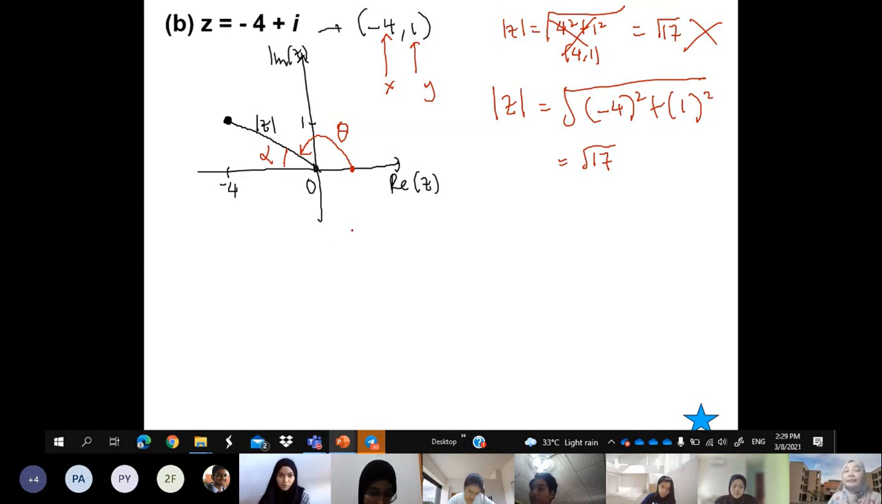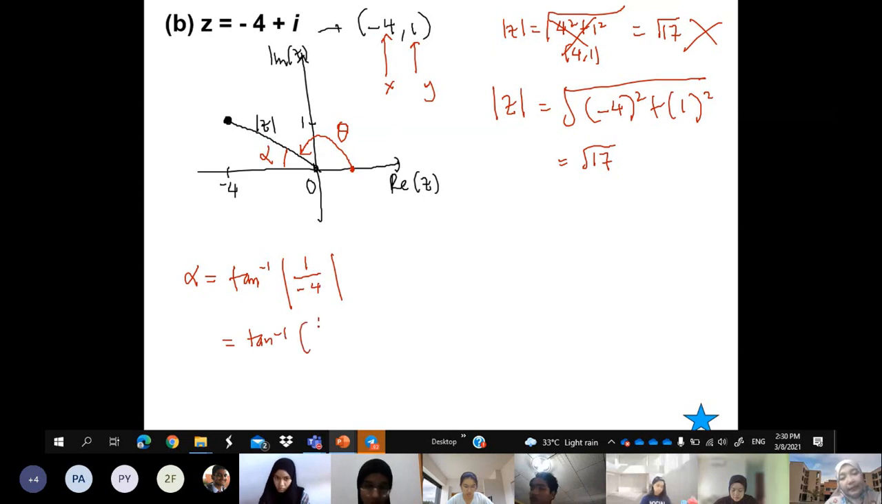So the modulus is settled. Now go to theta. To find theta, you need to find alpha, the basic angle, which is less than 90. Alpha is the inverse tangent of the absolute value of y over x. Here modulus does not mean distance; it means the absolute value, which is positive. So y over x is 1 over negative 4, and we take the positive value. Then use the calculator, make sure it is in radian mode, and find tan inverse of 1 over 4 in radians.